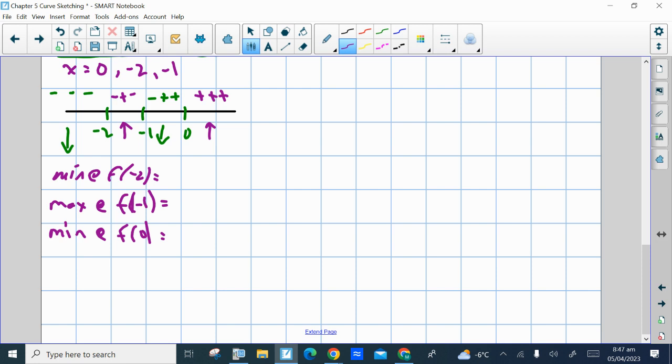And when you let x equal -2 in the function, you're going to get 0. Remember, that was one of our x-intercepts with a multiplicity of 2. When you let x equal -1, you're going to get +1. And 0 is also 0. Again, that's our other x-intercept with a multiplicity of 2. The graph bounces off the x-axis there.